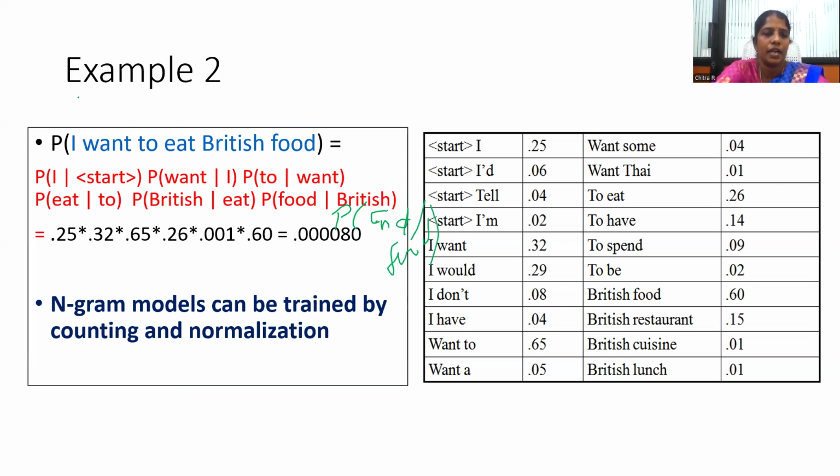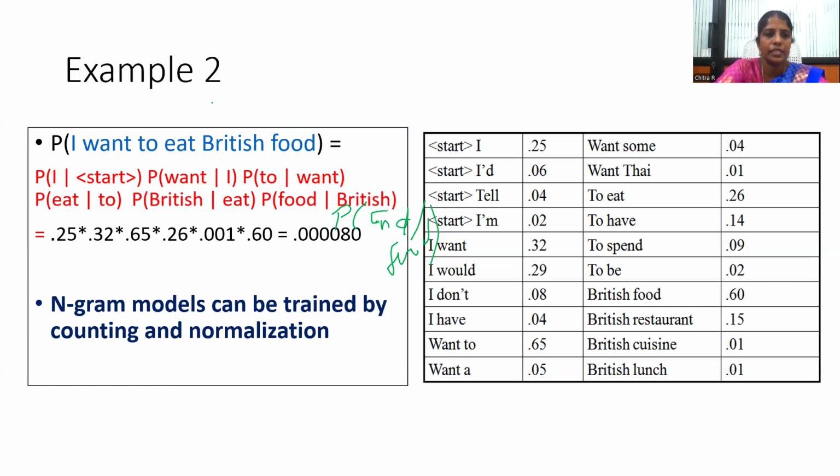So I by start, want by I, eat by to, then British by eat, food by British, food by the end symbol. Find all the probabilities. The probabilities are already given in the table itself, because they are calculated from the entire website or entire book or entire corpus.